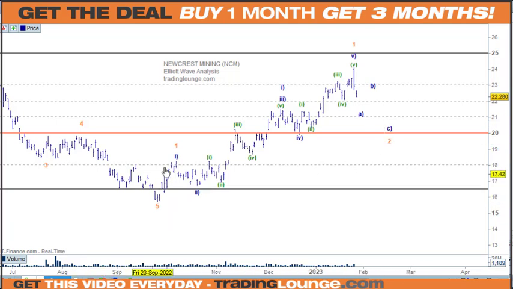Now, there are other ways to count all of this up through here, as I've just got this wave 1 here, and 1 and 2 and 1 and 2 and so on.